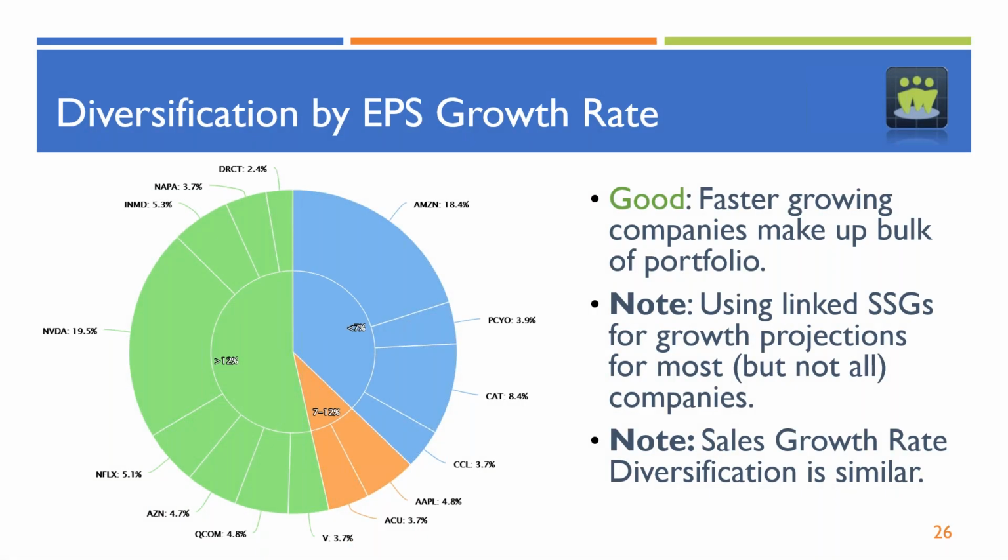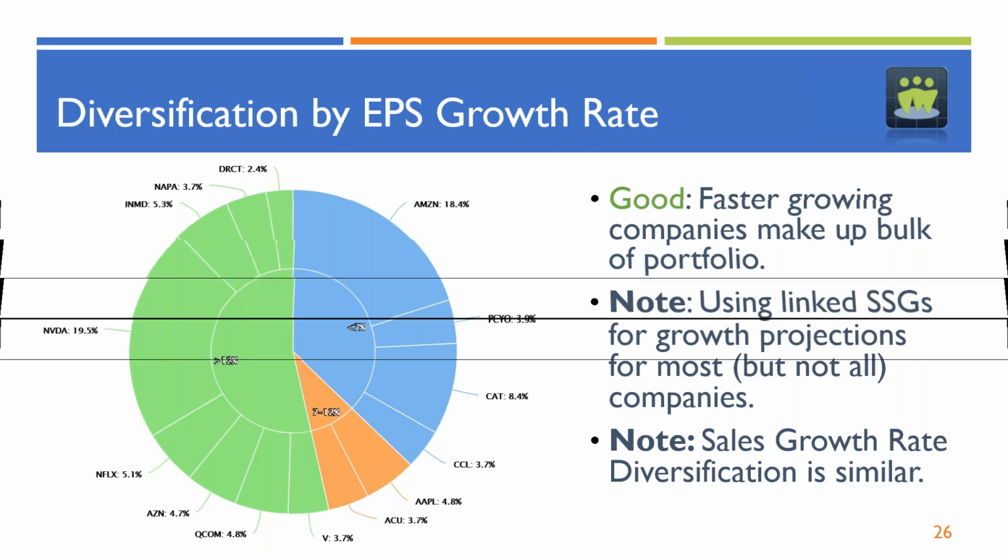By earnings per share growth rate, the faster growing companies are making up the bulk of the portfolio, those with projected earnings growth rates greater than 12%. That's in green. The slowest growing companies are in light blue, less than 7%, and 7 to 12% projected earnings growth in the orange. The club is using the linked SSGs for the growth projections for most of the companies, but not necessarily all of them, so not some consistency there, but the sales growth rate diversification is pretty similar. So good there for at least looking for the growth.